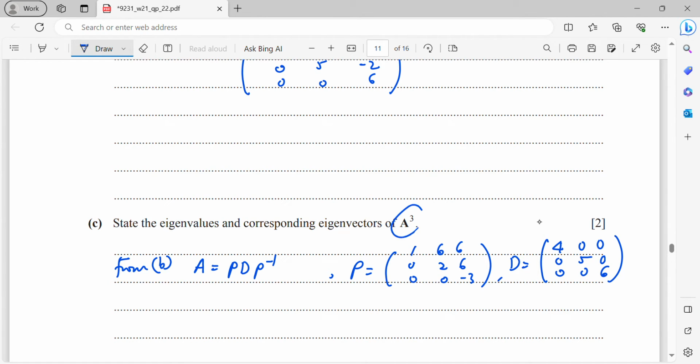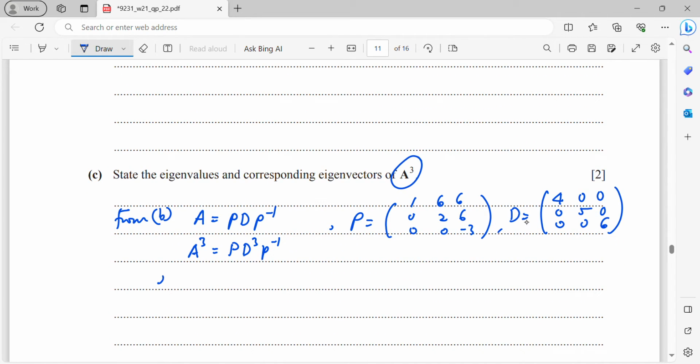So from here, I need to get A cube. So now you cube it. It will be P D cube P inverse. Right. So now from here, my eigenvalues of A cube, just cube all these eigenvalues. So it'll be 4 cube, 5 cube, 6 cube. Which means it will be 64, 125, and 216.